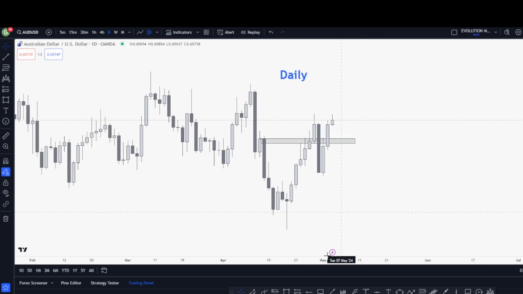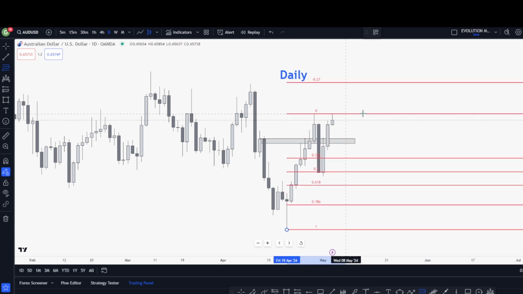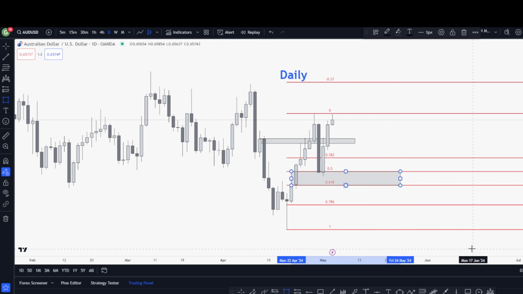Now, if we take our Fibonacci tool and measure the amount of retracement that was covered by price with this drop to the downside, measuring from the low of the move to the high of the move, we see that price retraced and touched this area between the 50% Fibonacci retracement and the 61.8 golden ratio, which is a strong area of support as far as the fibs are concerned. And it was out of here that price was bounced off to the upside.